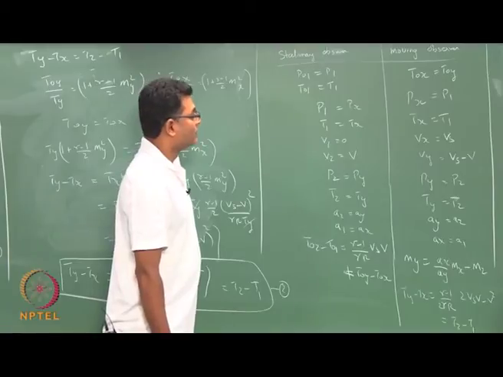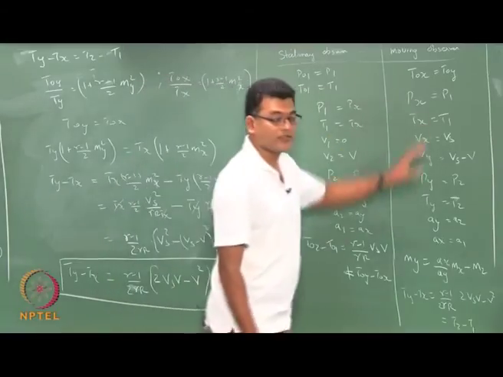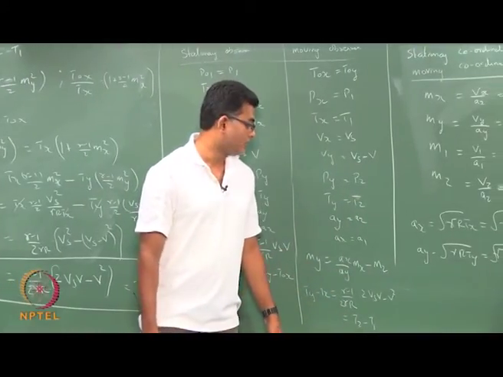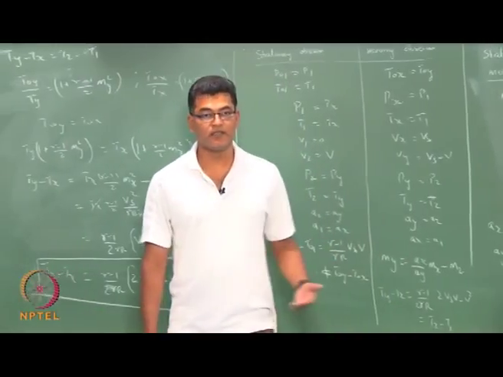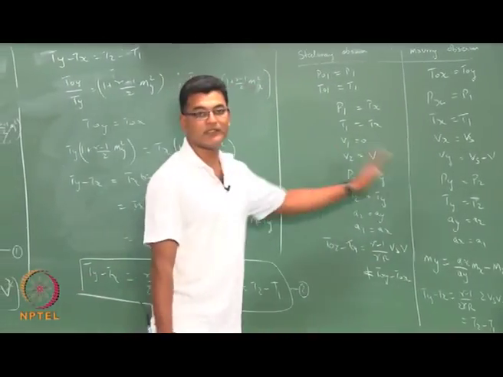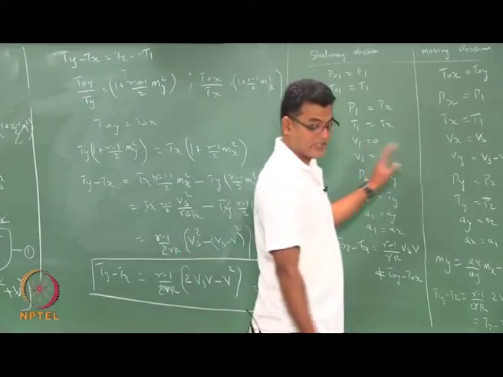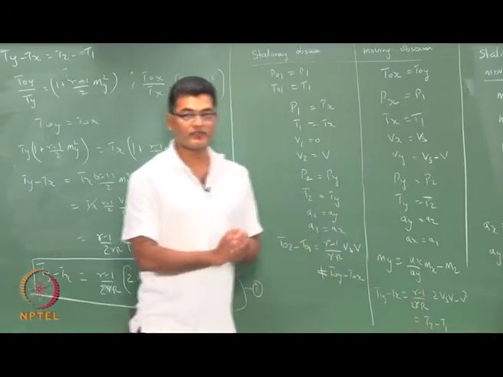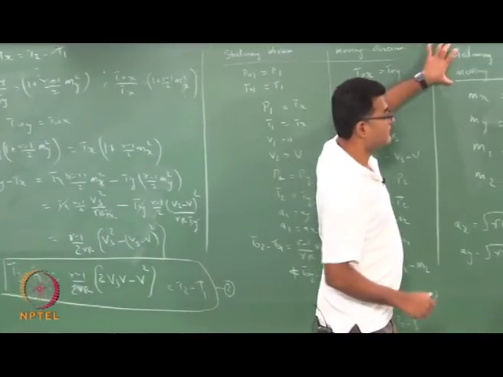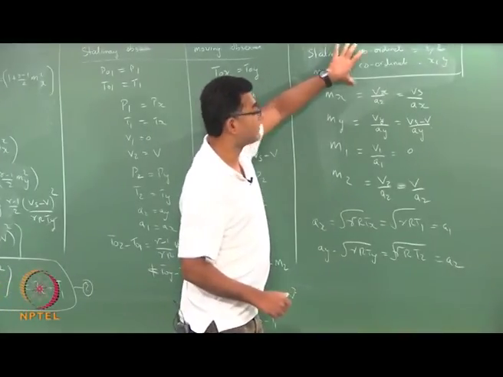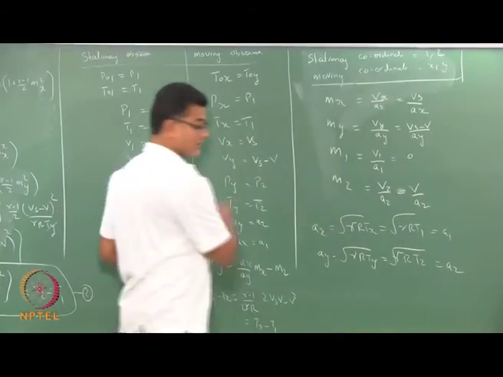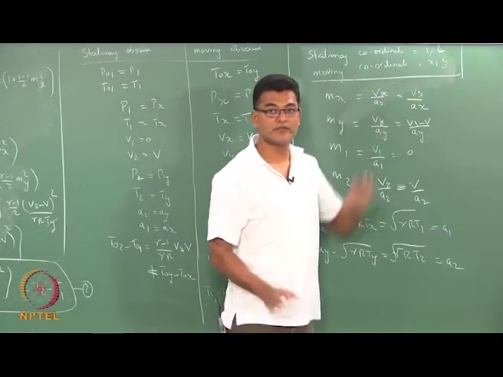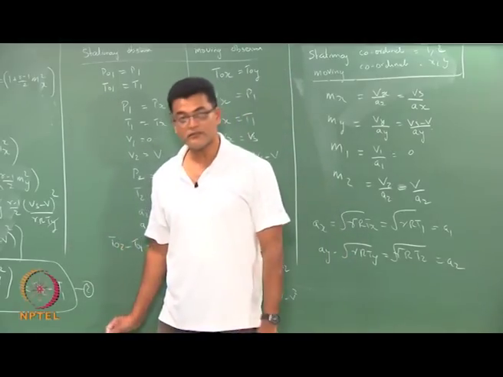So, if you know these properties, you can find the other properties that are happening in a shock that is moving. In the next class we will do a numerical problem and try to understand these two coordinate systems and evaluate all the properties in the moving coordinates and in the stationary coordinates. This notation we would keep the same. This is very important. So, stationary coordinates 1 and 2, moving coordinates x and y for this particular course.